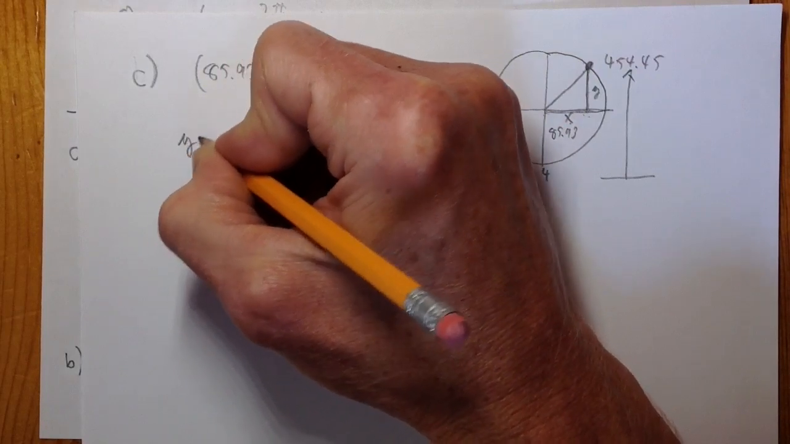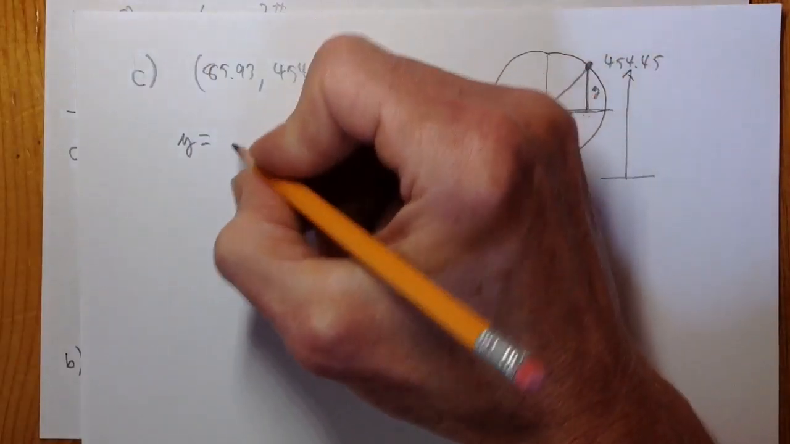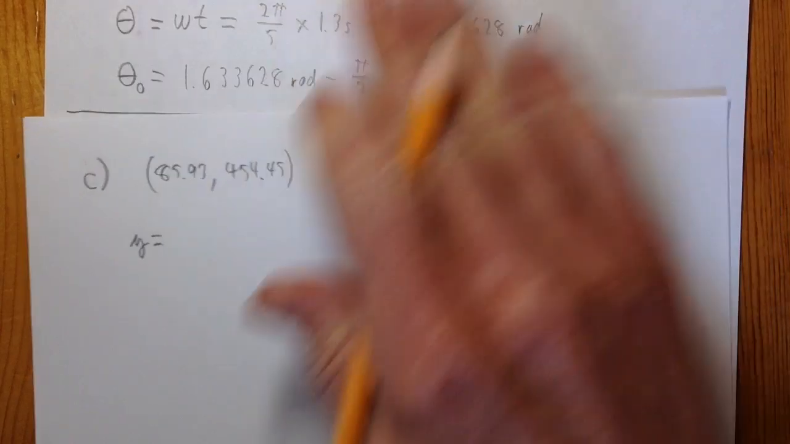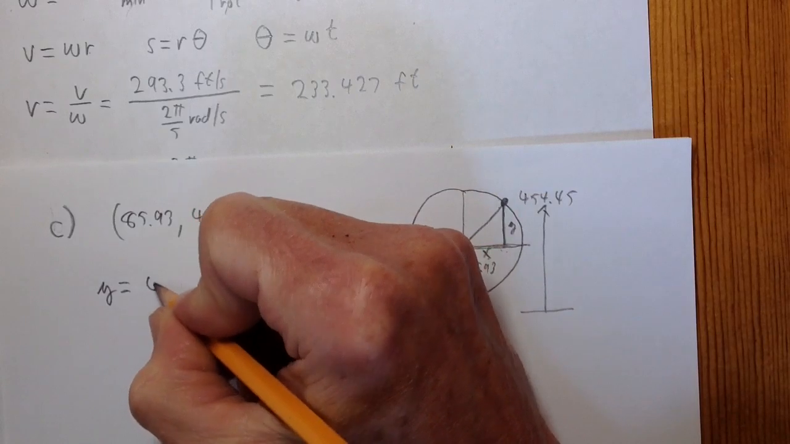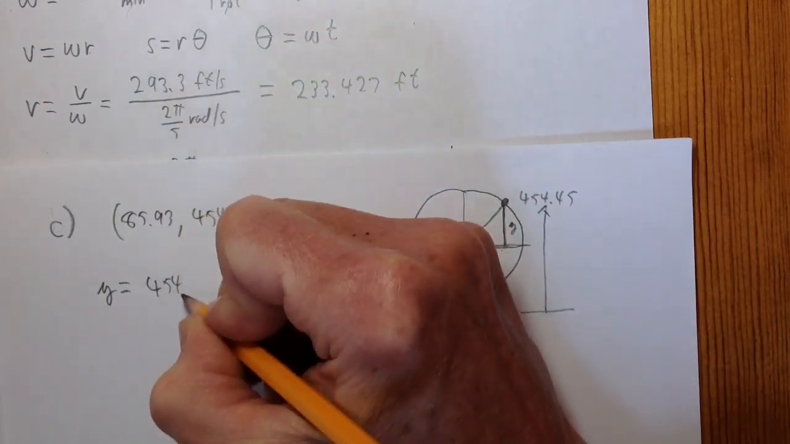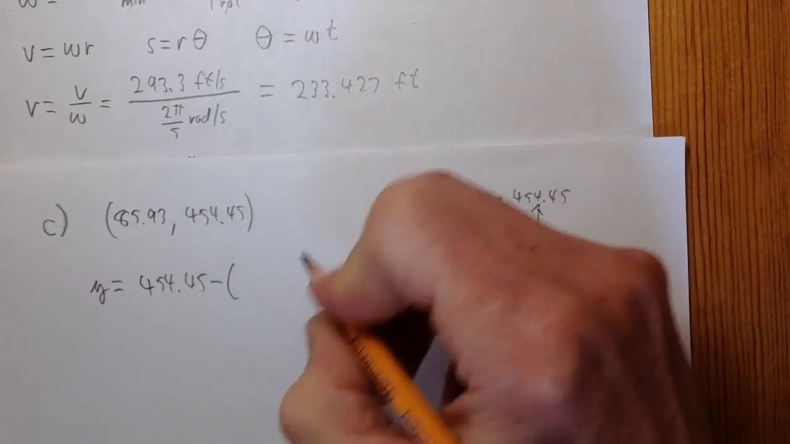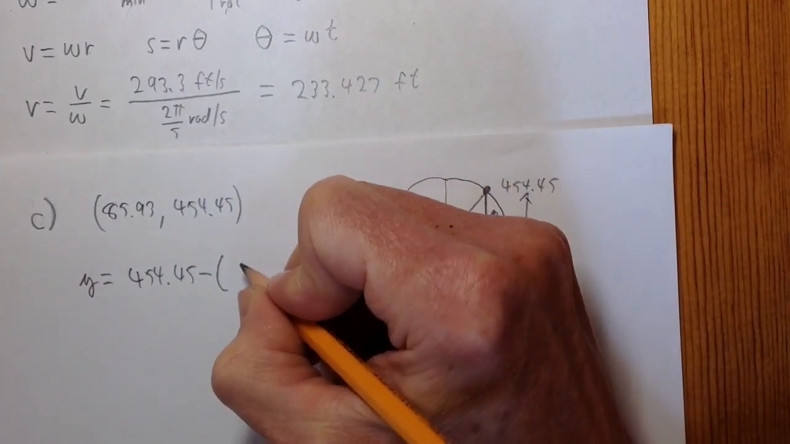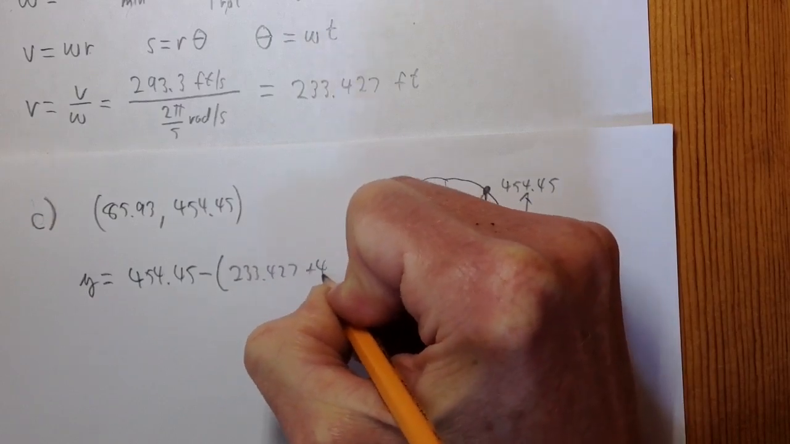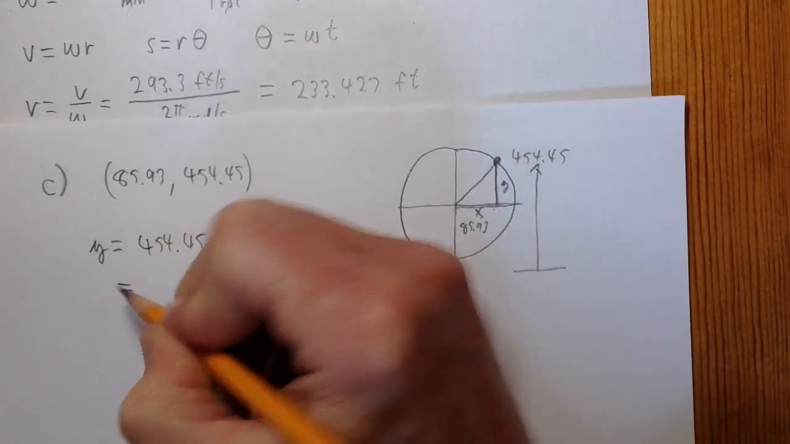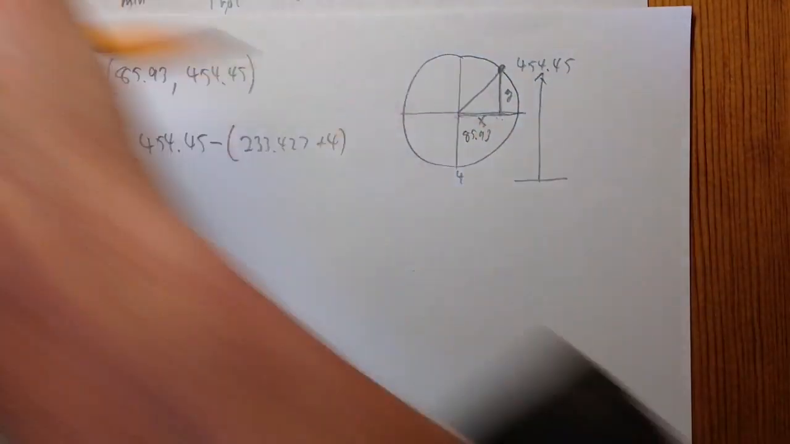So the y value is the radius of the circle, which we figured out earlier was 233.427 feet. So it's 454, her position, minus the radius plus 4. So 233.427 plus 4 feet. And we do that to get our y value. Again, the x value is right because we started off at 0 here, so that's all good.